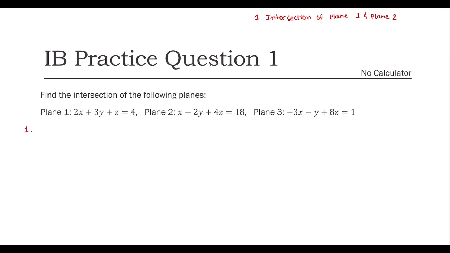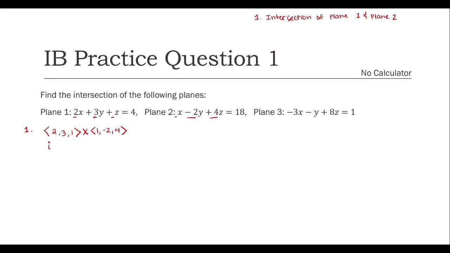So to do that, we'll find both of our normal vectors. These are in Cartesian, so it'll be easy to find our normal vectors. So for plane 1, the normal vector is 2, 3, 1. And for plane 2, our normal vector would be 1, -2, 4. So we're trying to find the line where they intersect. So to get our direction vector, we'll take the cross product of these two normal vectors.